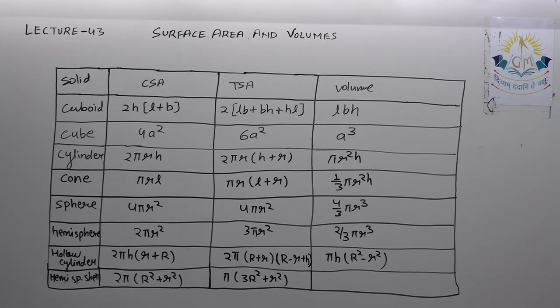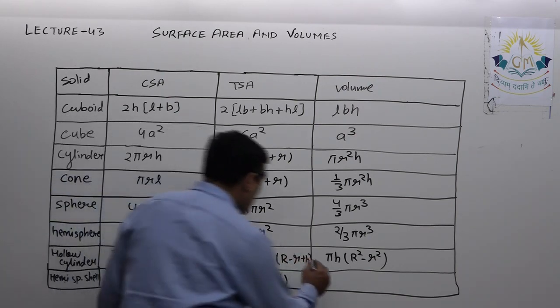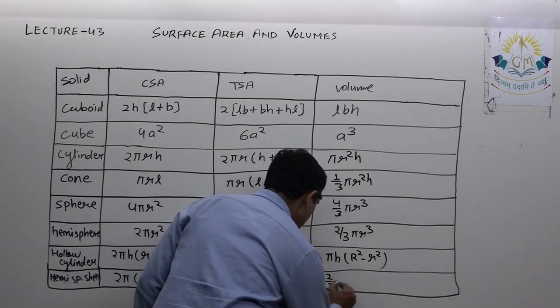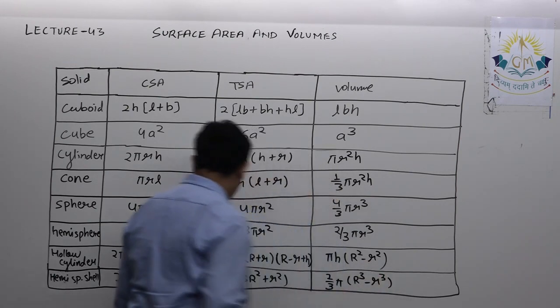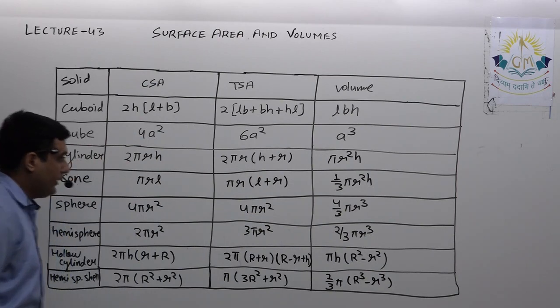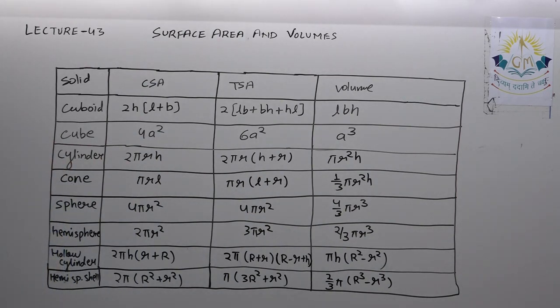Now volume of this is simply 2 by 3 pi (capital R cube minus small r cube). That is the volume of the hemispherical shell. So these are all the formulas that you have to be ready with. So please note down this table.